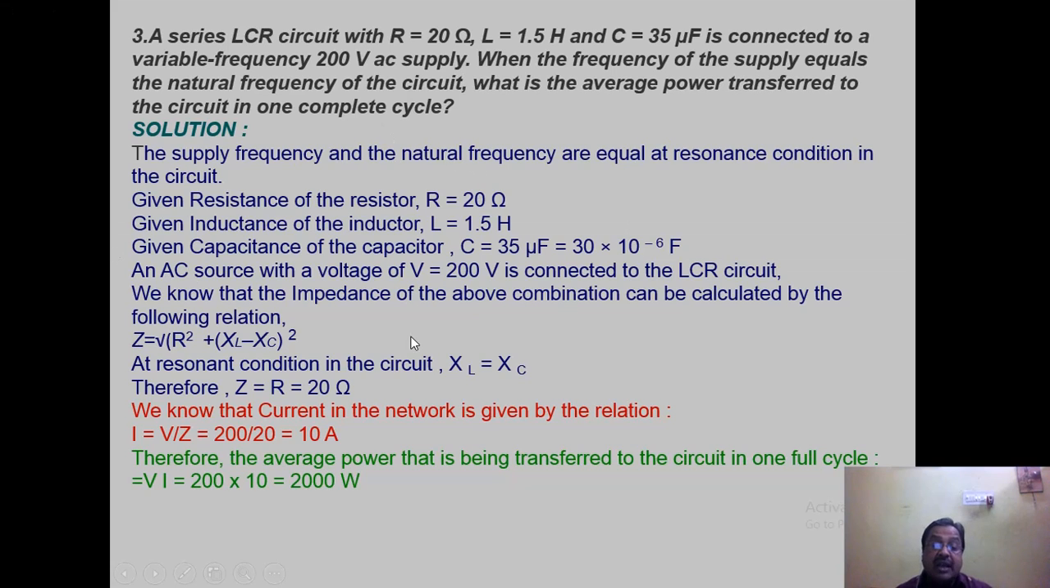So if current is 10 ampere, what is the average power that is being transferred to the circuit in one complete cycle? It is nothing but VI. Power equals VI. I is calculated, V is given as 200. Substitute this value. Final value is 2000 watt. Average power is 2000 watt, and the current flowing through it is 10 ampere.